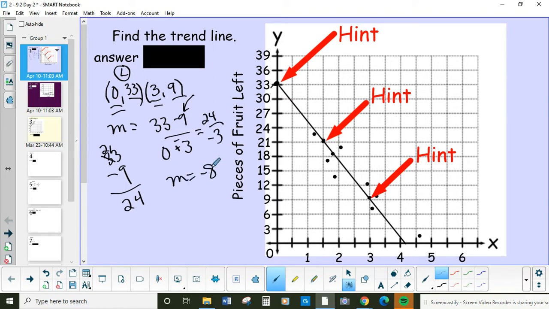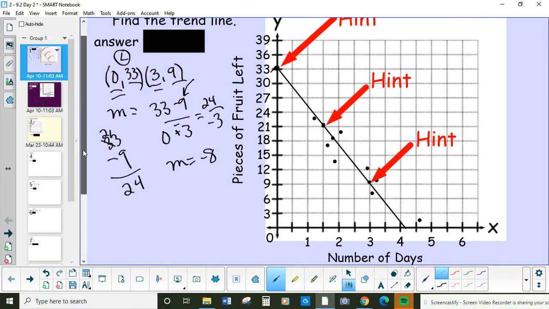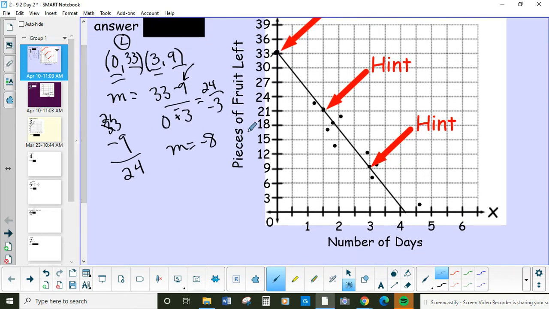Now think about that. What do you think that slope means? Slope is a unit rate, right? So if you put y's on top, pieces of fruit, and x on bottom, number of days, it looks like we're losing or maybe eating 8 pieces of fruit a day. So that's what that means, 8 pieces of fruit a day is being lost or taken away since it's a negative slope, right? And you can see it's a negative slope because it's going downhill left to right, isn't it?